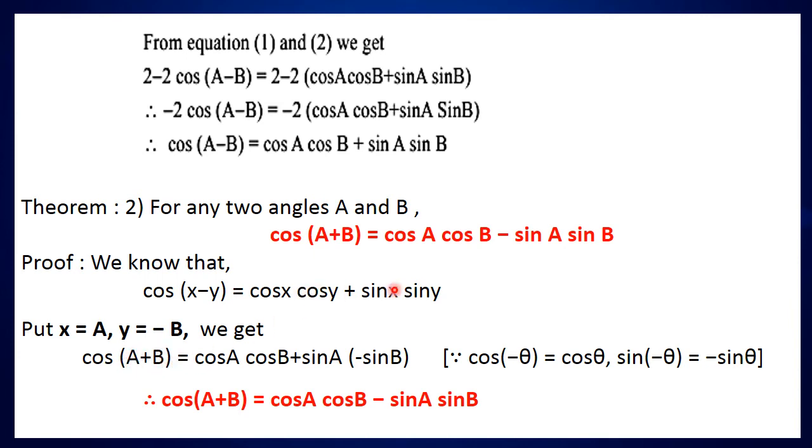And we substituted the values of A and B in this equation also. And cos of minus theta is cos theta itself, so cos of minus B is cos B itself. And sin of minus theta is minus sin theta, so sin Y, meaning sin of minus B, is equal to minus sin B. So we write it as cos(A plus B) is equal to cos A cos B minus sin A sin B.